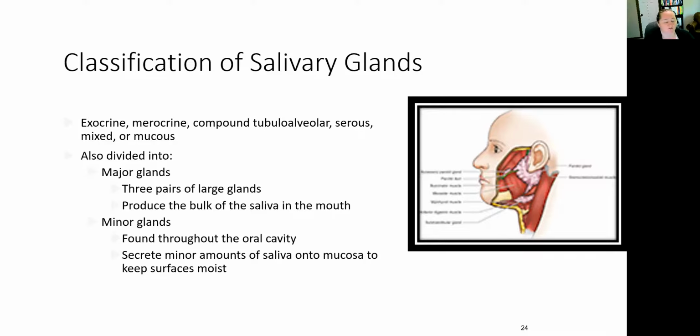What do our minor salivary glands primarily secrete? Mucus. Thank you, Jessica. Very good.